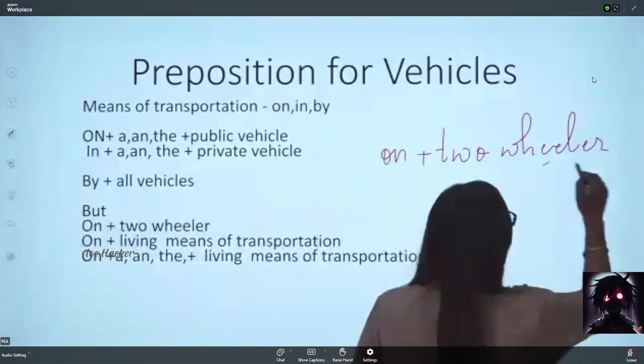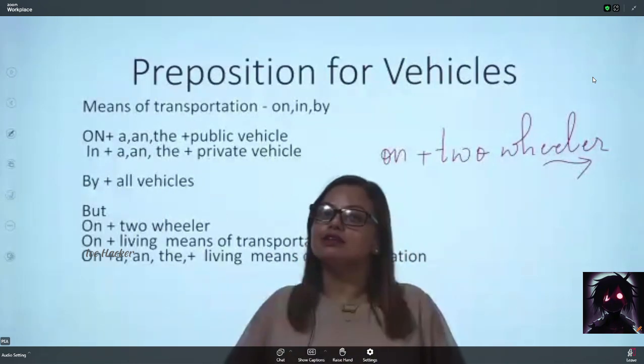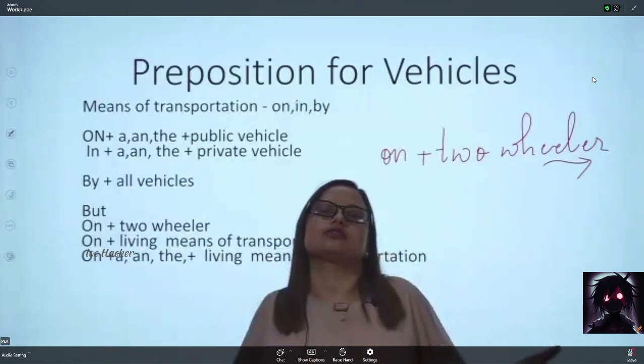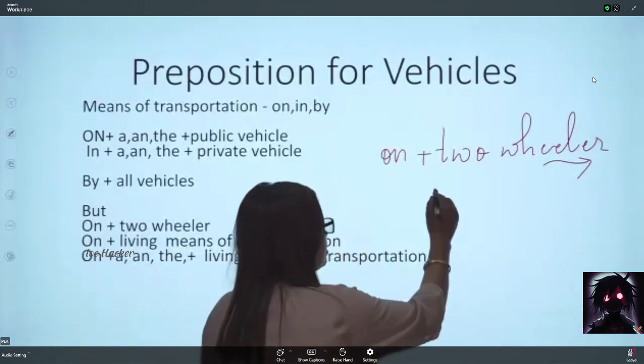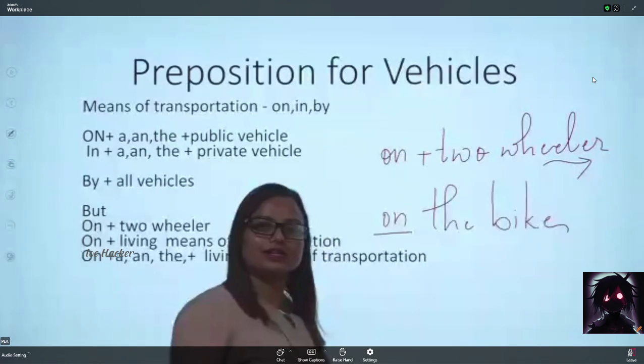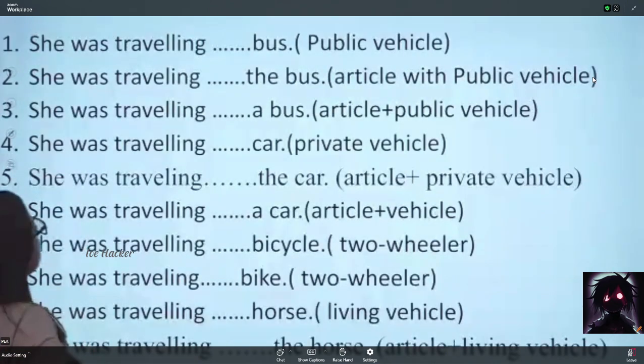On plus two-wheeler. See, bicycle, on bicycle. Either it comes with an article or not, it doesn't matter. Suppose the bike, on the bike, right? Are you getting it?